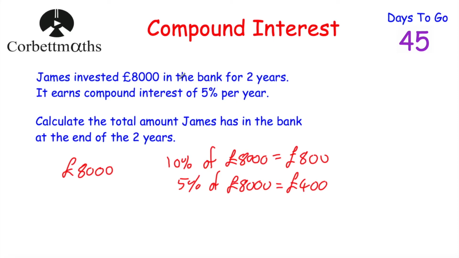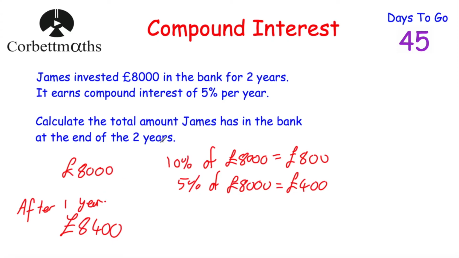Now, because the money in the bank earns 5% interest per annum, at the end of the first year, he'll have the £8,000 plus 400, which would be £8,400. So he'll have £8,400 after 1 year. Okay, so that's how much money James has in the bank after 1 year.